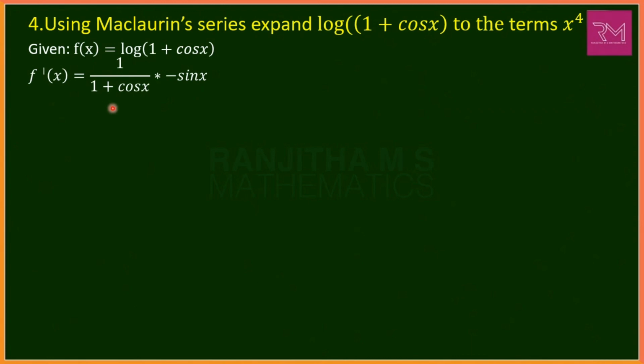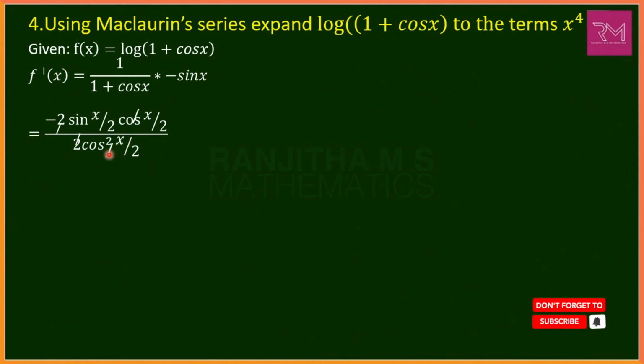To make simplification easy, let us write sin x as 2 sin x by 2 cos x by 2. This is a half angle formula. We already discussed the half angle formula in previous videos. Sin x is 2 sin x by 2 into cos x by 2, divided by 1 plus cos x, which by the half angle formula is 2 into cos square x by 2. Here 2 gets cancelled and cos x by 2 gets cancelled. We get sin x by 2 by cos x by 2, which is tan x by 2, that is minus tan x by 2. This is our f dash of x.